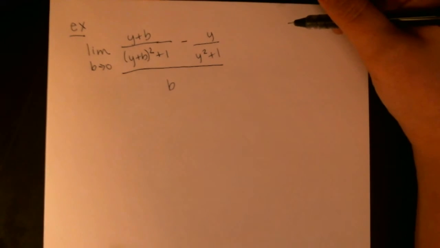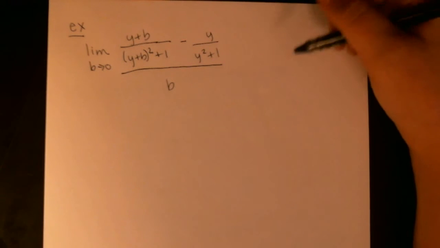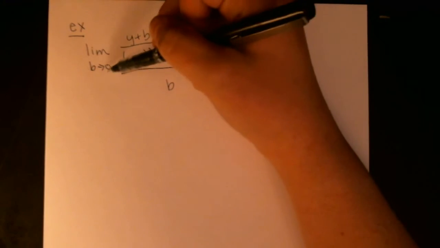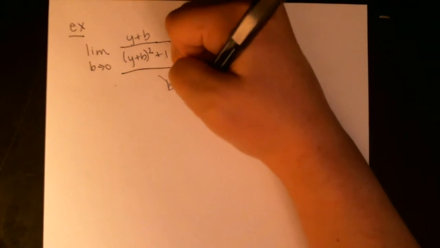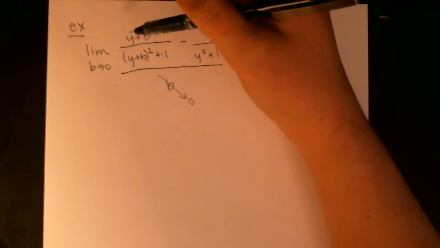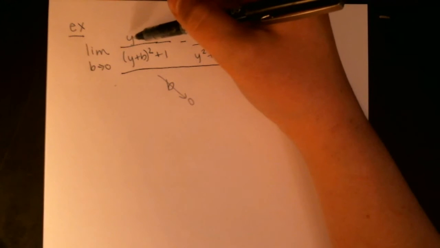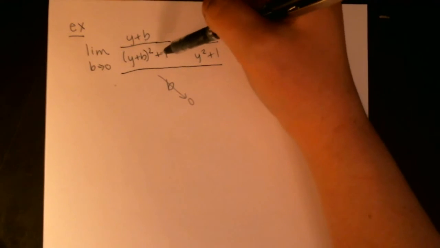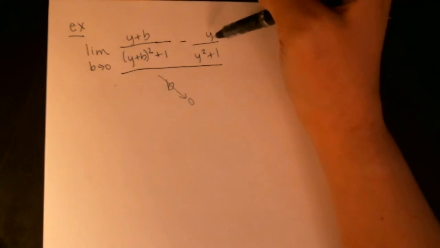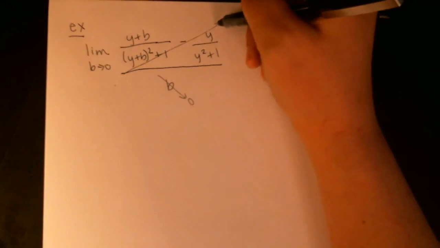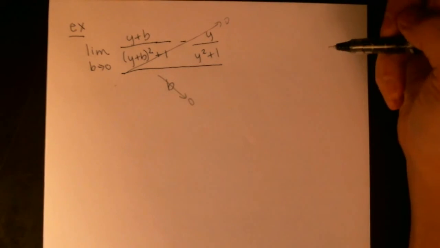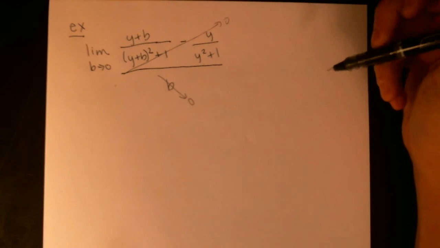So my first check here is going to be what sort of form do I have? Do I even need algebra? If I let b go to 0, the bottom is definitely approaching 0. And on the top, when b is really close to 0, I get y over y squared plus 1 minus y over y squared plus 1. So the top is also going to 0. So this is a good place to use algebra.